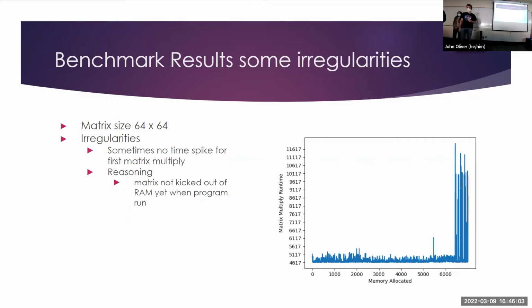We ran into some strange irregularities in our runs a lot of the time. Occasionally, as you see here, there's a random spike in the middle that doesn't correspond to the memory being full. That might be due to background processes, other functions of the OS taking up the processing time.